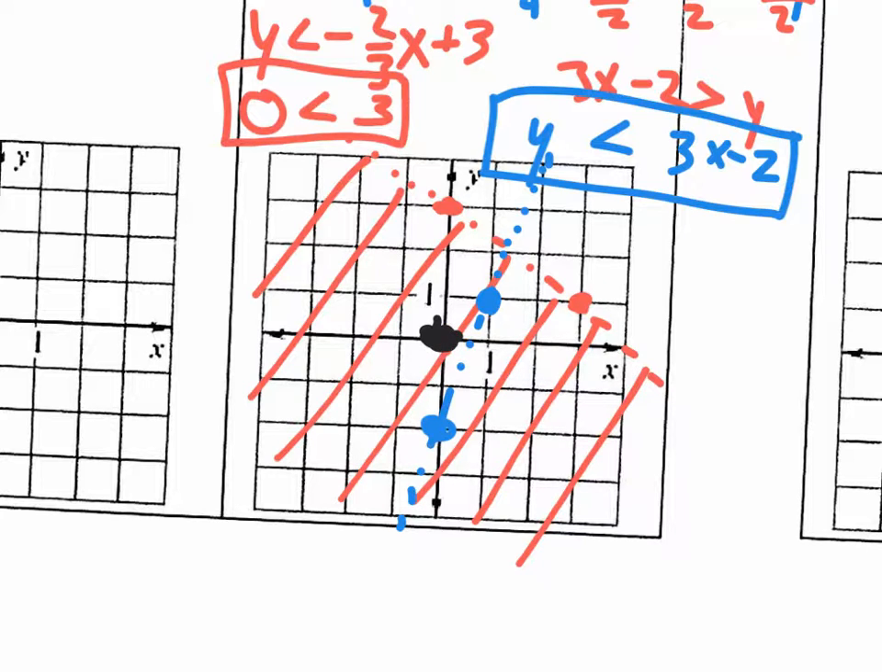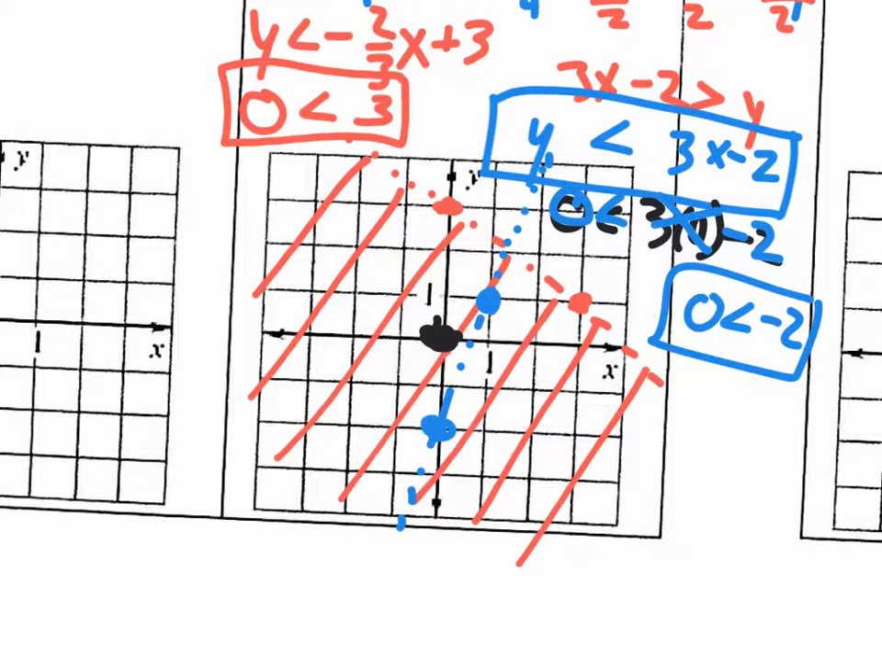If we test 0 for x and 0 for y, it's going to say 0 is less than 3 times 0 minus 2. So that's really just saying 0 is less than negative 2. So is 0 less than negative 2? No, that's false. So that's not an answer. As you can see, on the left side, your answers are not there. It has to be on the other side, the right side. So let's shade in the right side of this blue line.